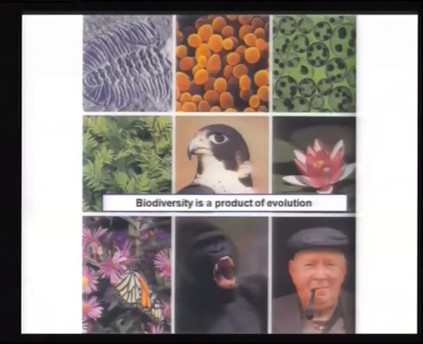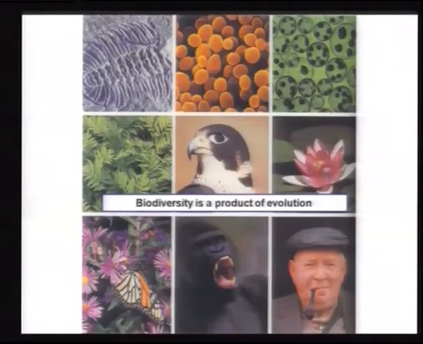This is a picture which shows the different kinds of organisms found on Earth. On the left, you can see the fossil ancestors of all insects, scorpions, etc. Now, all this biodiversity is a product of evolution. We have to first understand that.